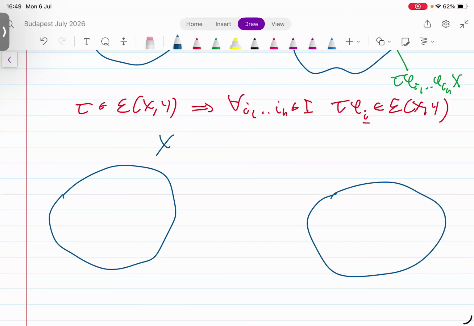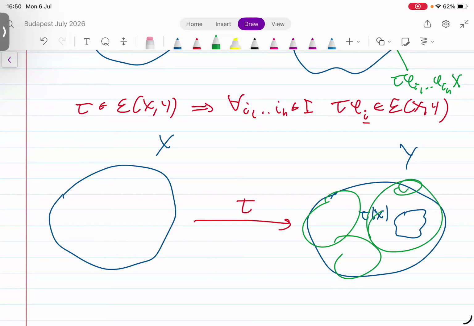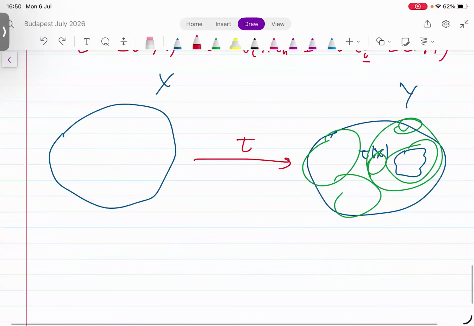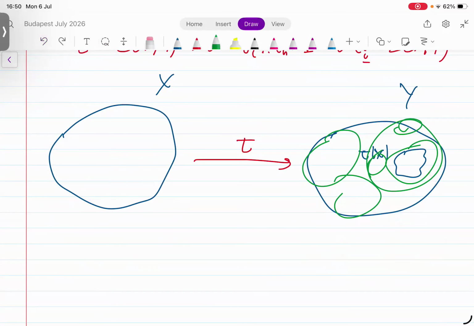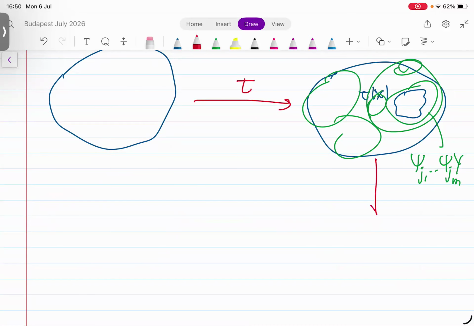Then the second operation. I'll draw this again. Here is X and Y, and inside of Y I have my tau of X. But Y also is made up of cylinder sets, so it decomposes into cylinders, and I can find cylinders of Y that contain the image of X. Maybe, for example, it happens that this cylinder set is psi J1 up to psi Jm of Y. If that's the case, then I can further apply the inverse of this map, psi J1 up to psi Jm inverse, which maps the cylinder set back onto Y.